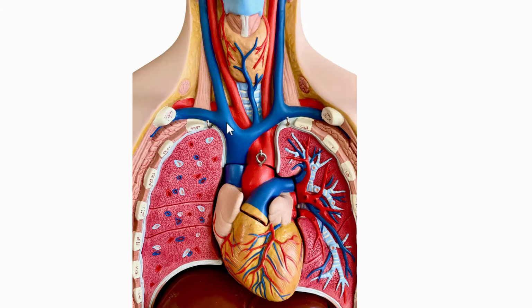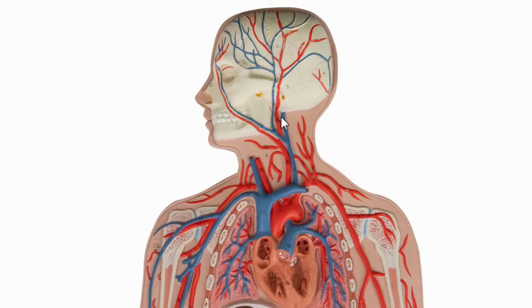And emptying into those are going to be the internal jugular veins. Also emptying into those from the arms are going to be the subclavian veins. Subclavian veins. And so this, once again, on this model would be the left internal jugular vein, the right internal jugular vein, the left brachiocephalic vein, and kind of the right brachiocephalic vein, and then the subclavian veins.